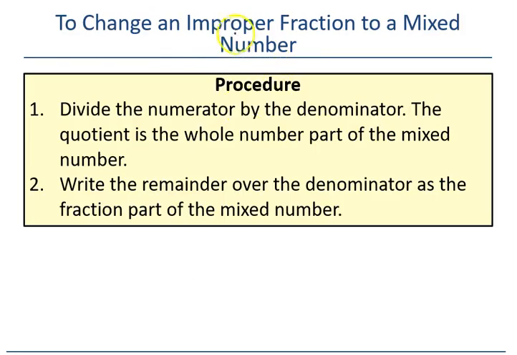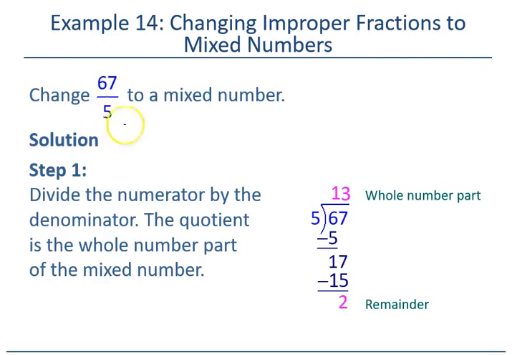To change an improper fraction to a mixed number, divide the numerator by the denominator. The quotient is the whole number part of the mixed number. Write the remainder over the denominator as the fraction part of the mixed number. I kept this one as an example: change 67/5 to a mixed number. Here's what they did.